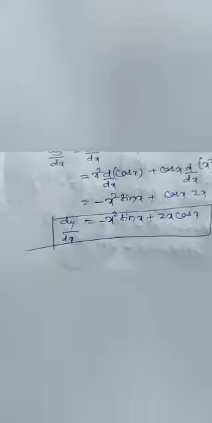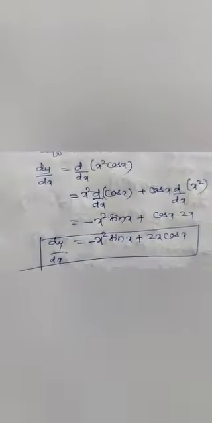Next, differentiate x square cos x with respect to x. Here x square as it is, differentiation of cos x, plus cos x as it is, differentiation of x square. The differentiation of cos x is minus sin x, with x square as it is. Therefore minus x square sin x, plus cos x as it is, differentiation of x square is 2x. Then dy by dx, the whole result is minus x square sin x plus 2x cos x.